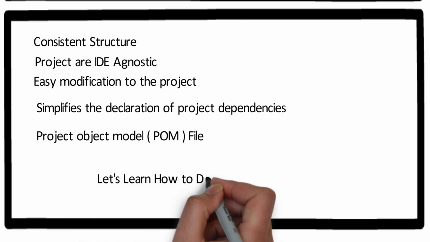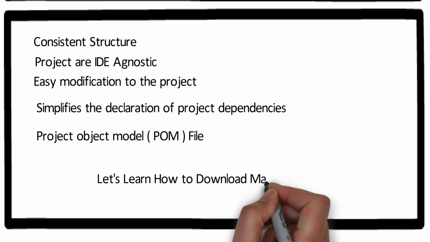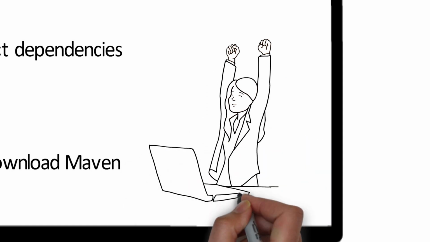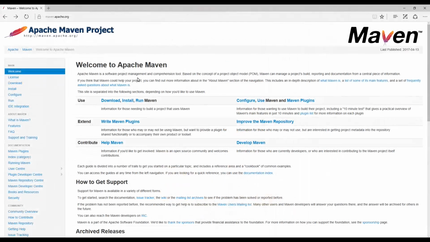Now, let's learn how to download Maven on a Windows machine, and in the next video, I will show you how to download Maven and install it on a Mac machine and then on Linux as well. To download Apache Maven, you need to open this website, maven.apache.org. Once you open this website, you will see a download link here. So let's click on that. Once you click on that, it will take you to the next page where you can download Maven.